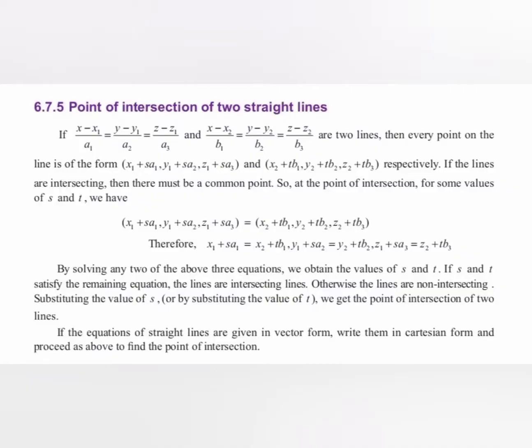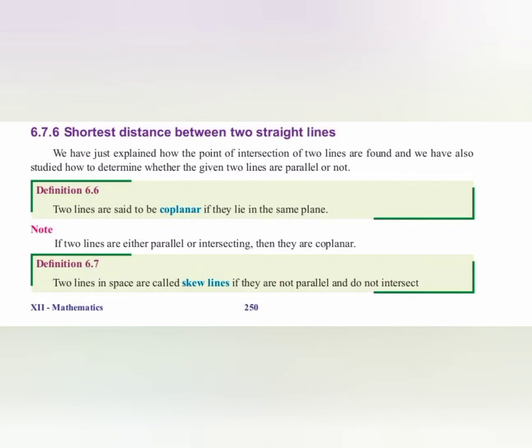First, let us see how to find the point of intersection of two straight lines. Given the general format, we have to equate the two lines to two unknown quantities like s and t. By solving the values of s and t, we will arrive at the point of intersection. We'll see the sums separately.